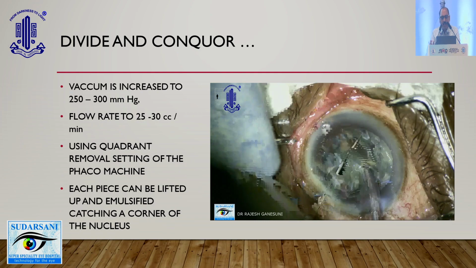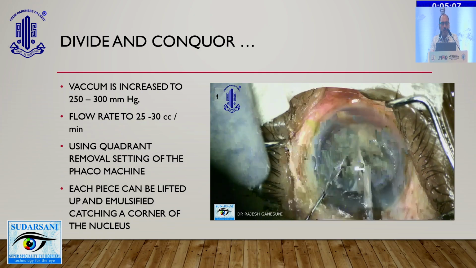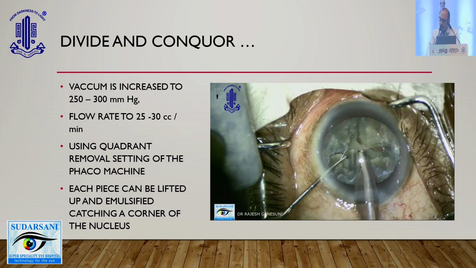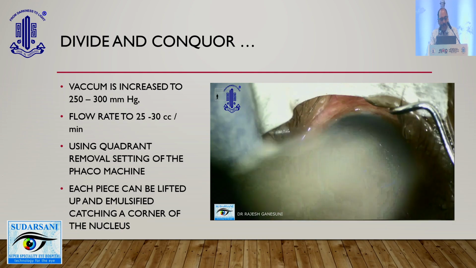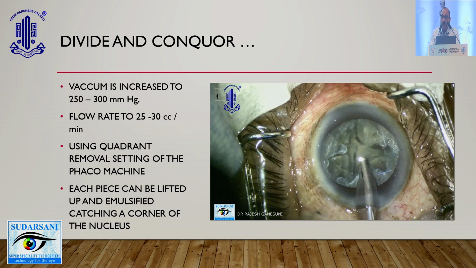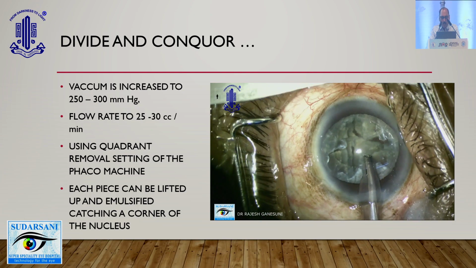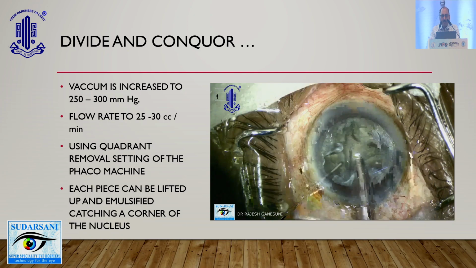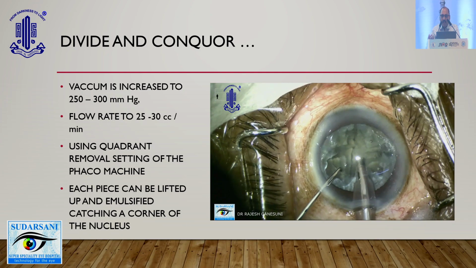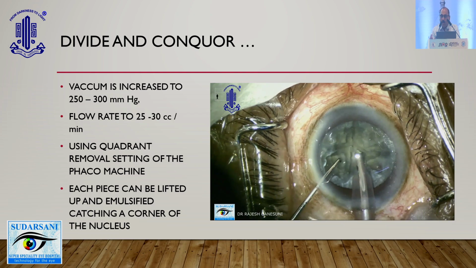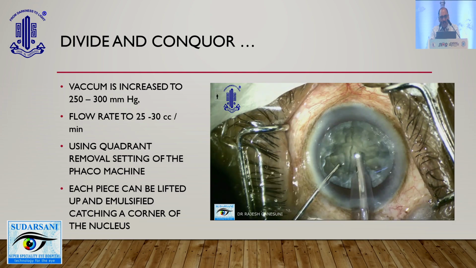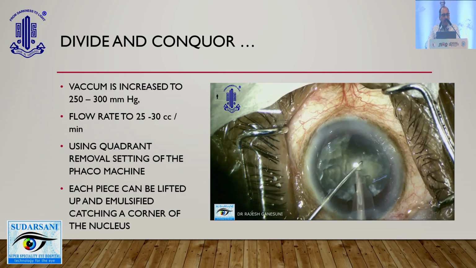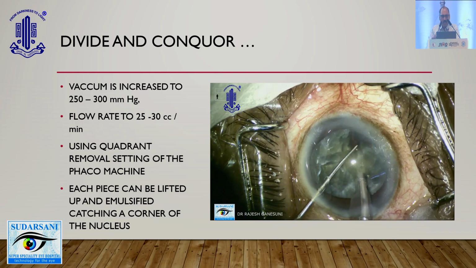That much is enough. After that, increase the vacuum to about 250 to 300 millimeters of mercury, and increase the flow rate to about 25 to 30, 35 cc per minute, using the quadrant removal setting of the phaco machine. Each piece of these 4 pieces that we have made, we have to lift each piece and catch the piece at a corner or a sharp edge, bring it to the center of the pupil, and emulsify it in the center of the pupil, either at the rhexis plane or at the pupillary plane, just above the nucleus.